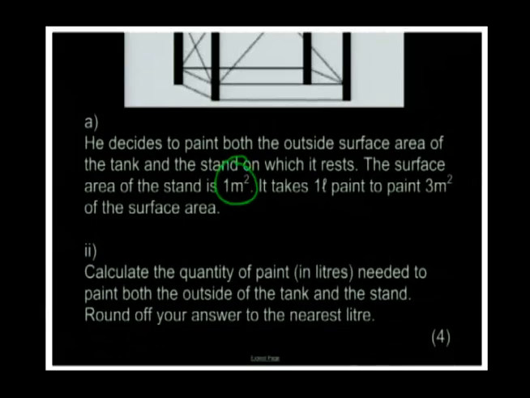So the examiner is saying, we've only got a certain time for this exam. If you're in grade 11, you've only got 2 hours for this exam. If you're in grade 12, you've only got 3 hours. We can't allow them to work for the next 55 hours trying to work out the surface area of the stand, so let's give it to them. And he tells us it's 1 meter squared. So let's go back here and say this. We want to calculate the amount of paint.